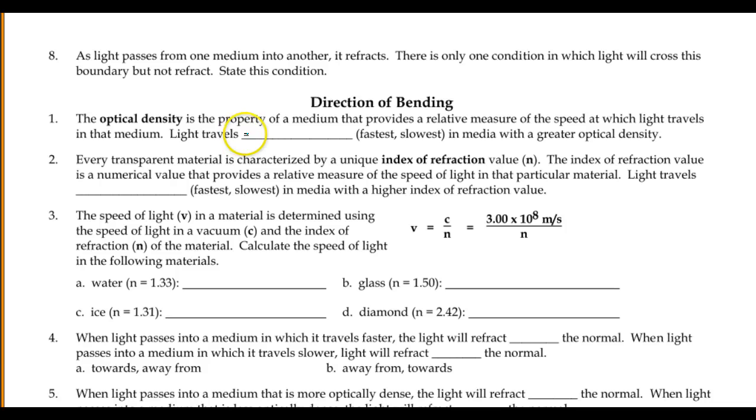Okay, as light passes from one medium to another, as it changes speed, it's going to refract. Now, there's only one condition under which the light won't refract at a boundary of two different media, and that's if it hits the surface at 90 degrees.